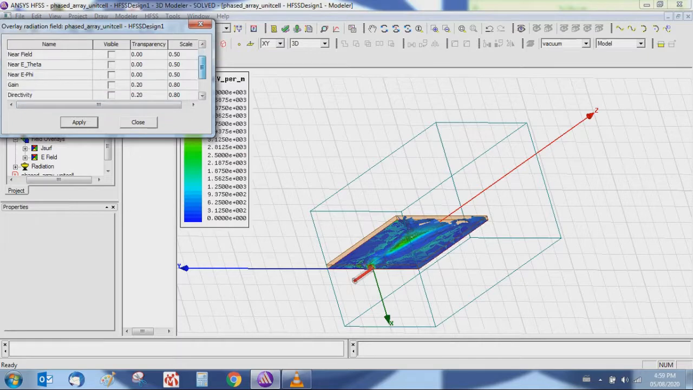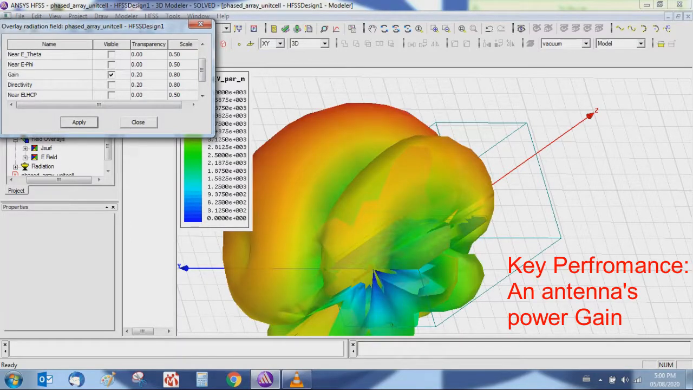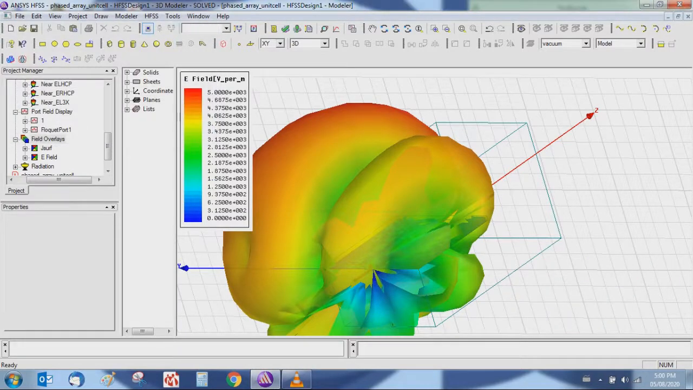Gain of an antenna. In electromagnetics, an antenna's power gain, or simply gain, is a key performance number which combines the antenna's directivity and electrical efficiency. In a transmitting antenna, the gain describes how well the antenna converts input power into radio waves headed in a specified direction.